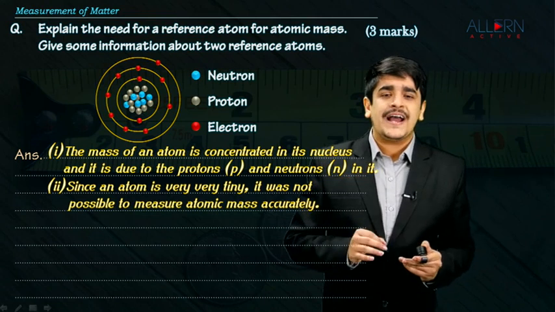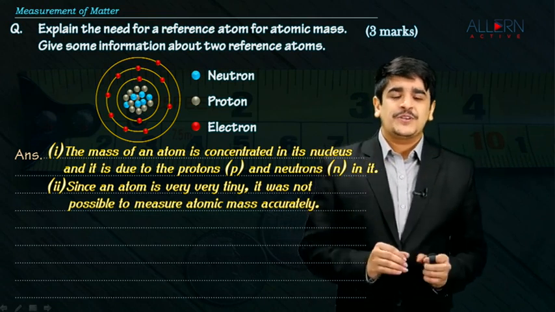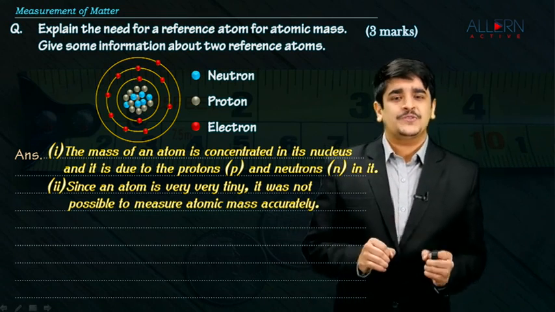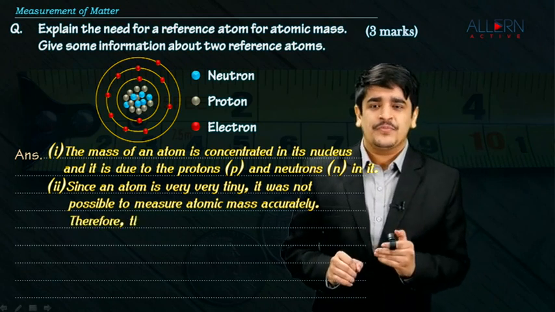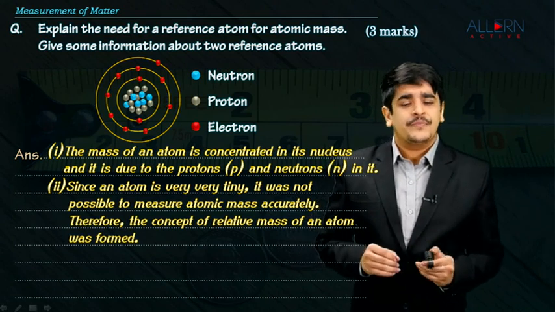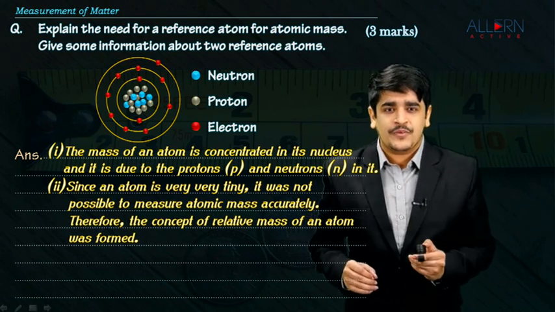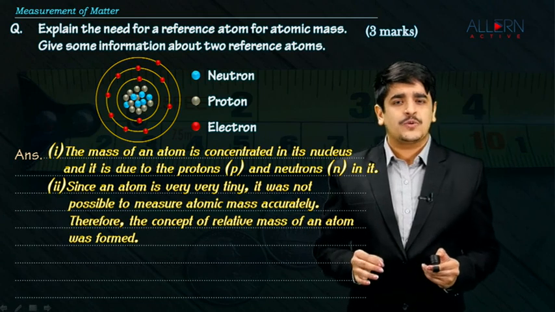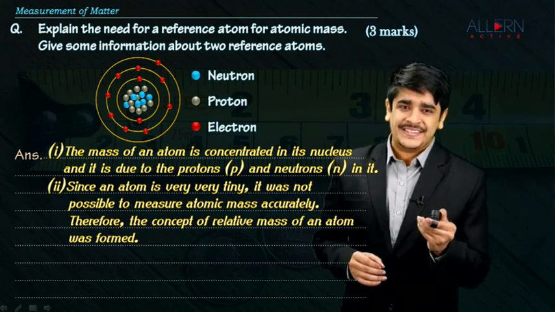So who is the atom that we are going to select over here? The first one is going to be hydrogen and the second one is going to be carbon. Let's have a look. Therefore, the concept of relative mass of an atom was formed. Let me go forward with the first atom over here in consideration, which is going to be hydrogen, and let me explain it to you in detail.